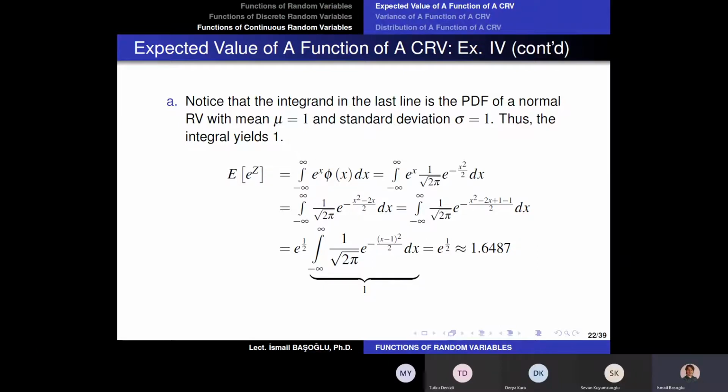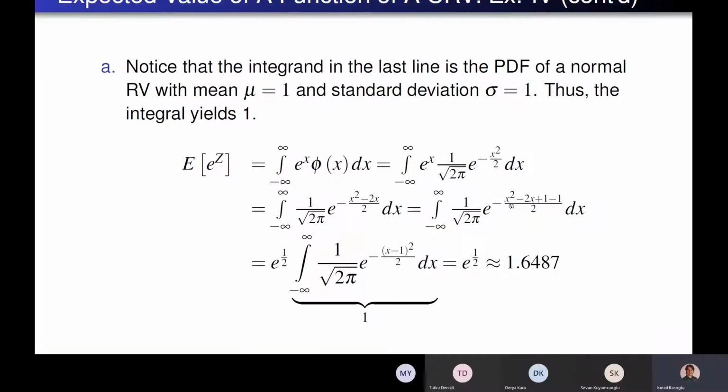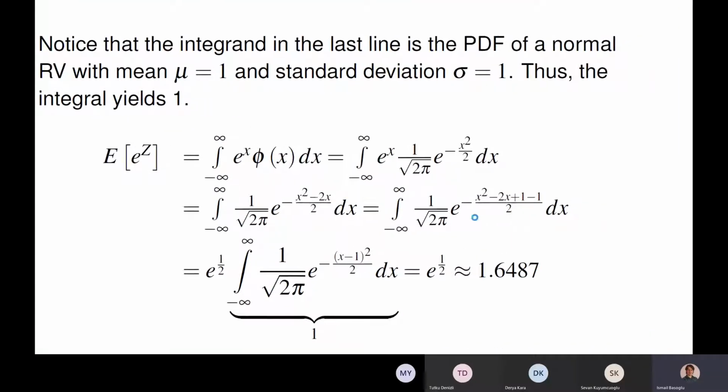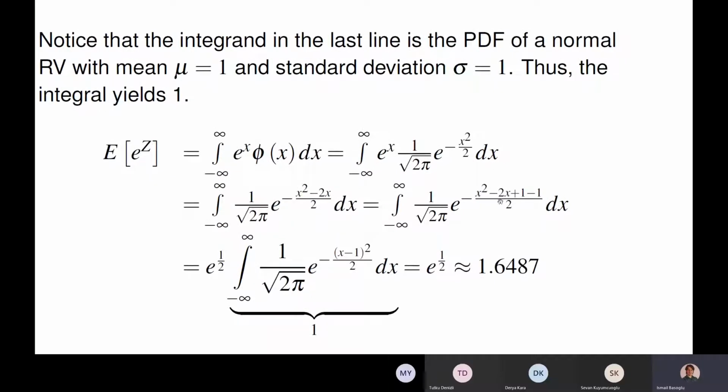I like to do these tricks in order to solve such integrals. So in the power, we have the numerator x squared minus 2x. Now I am going to add 1 and subtract 1 in that numerator, which is not going to change the solution at all, because if you add 1 and subtract 1 from any value, it doesn't affect that. But why am I doing this?